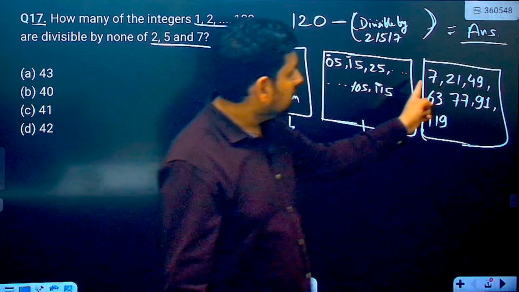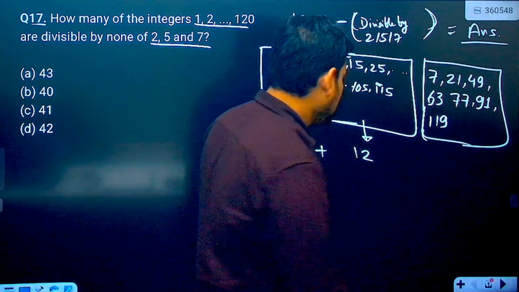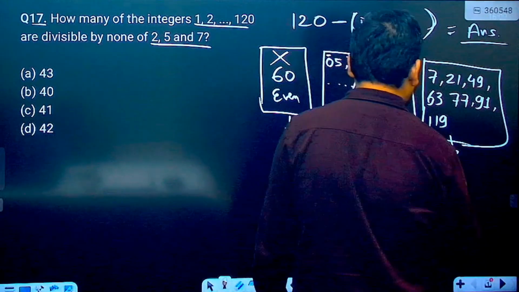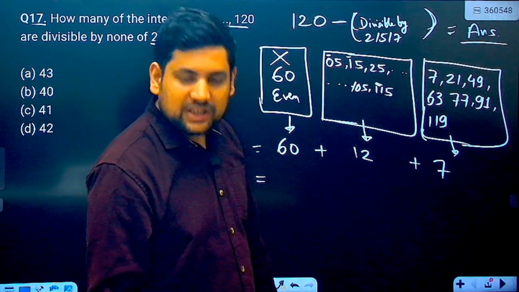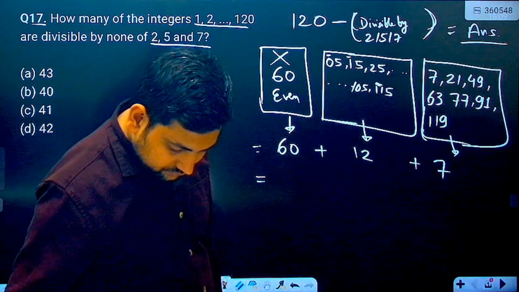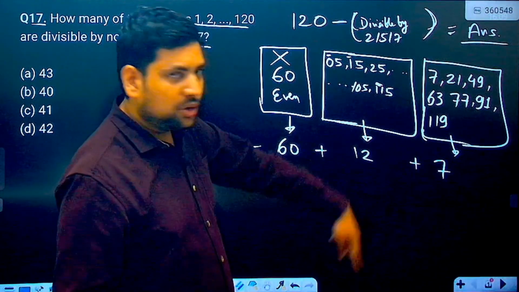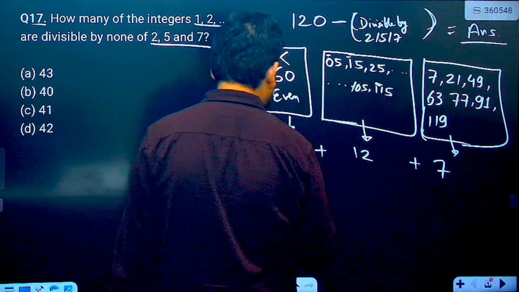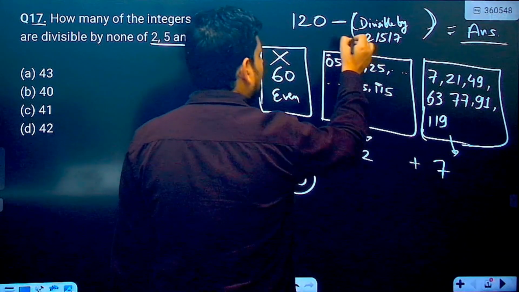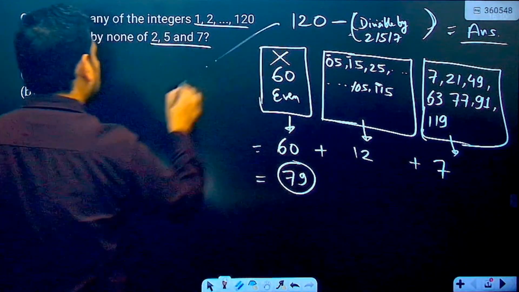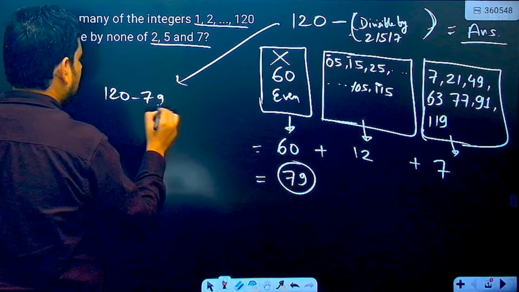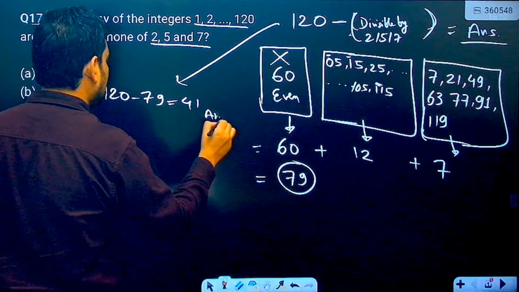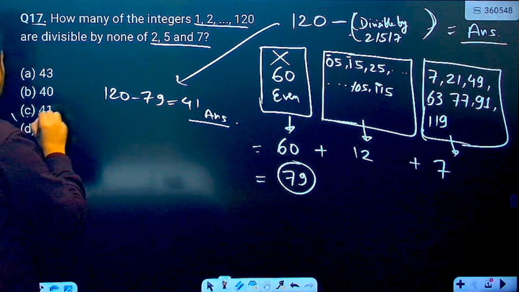So now how many numbers? 1, 2, 3, 4, 5, 6 plus 1, 7. So you got 7 numbers from here. In total, how many did you get? 60 plus 12 is 72. Correct. Then 72 plus 7 is equal to 79. So basically I have to remove how many numbers? I have to remove 79 numbers. So this becomes 120 minus 79. 41 becomes the answer. Don't get confused.